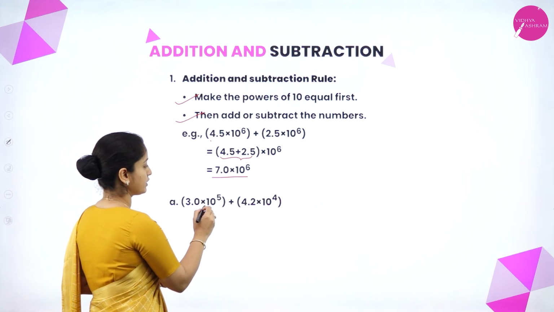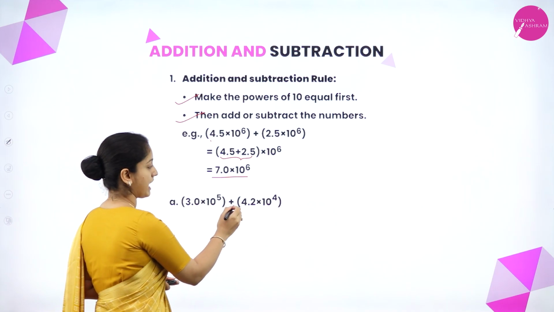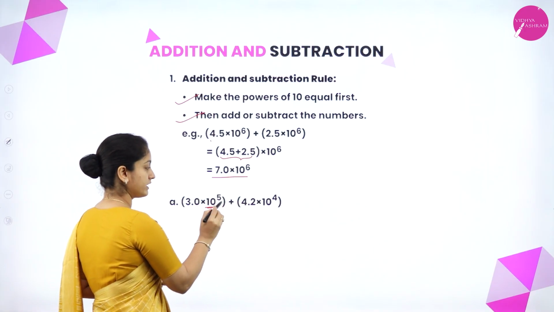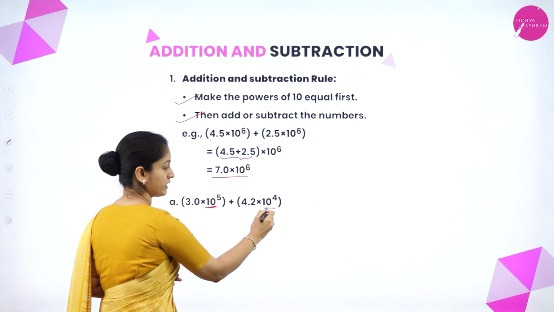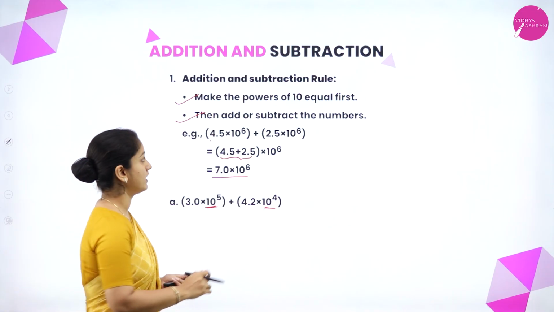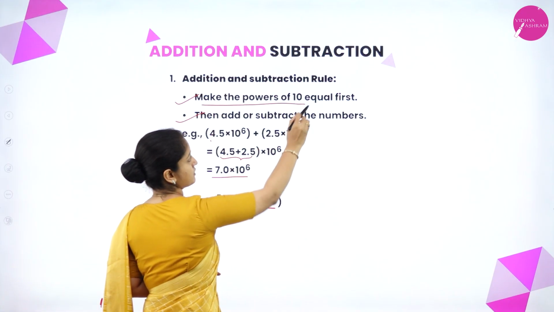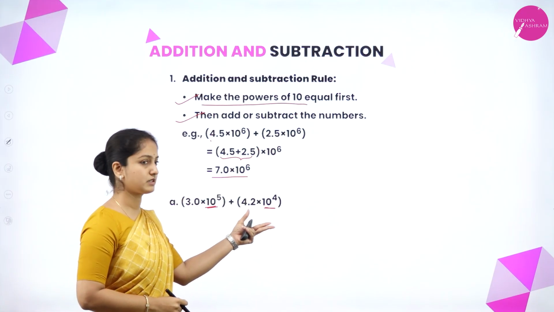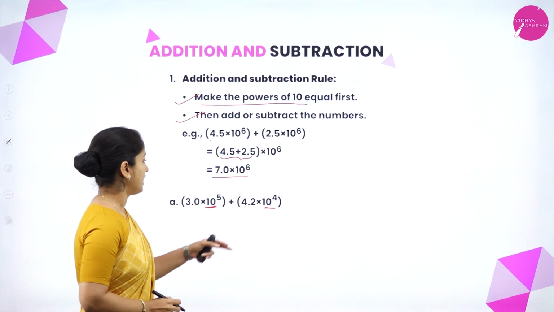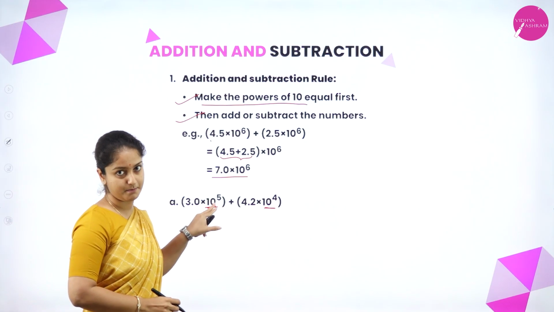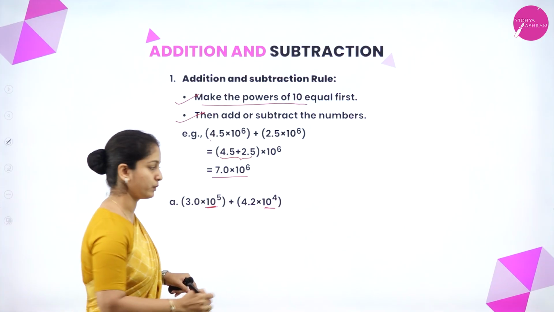Here 3.0 into 10 power 5 should be added to 4.2 into 10 power 4. Here you can observe the exponents are different, 10 power 5 and 10 power 4. Now what does the rule say? The rule says to make the powers of 10 equal first. Either you can change this power or that power, that is up to you. Suppose I change this power to make it equal to 10 power 5. How do I do it?